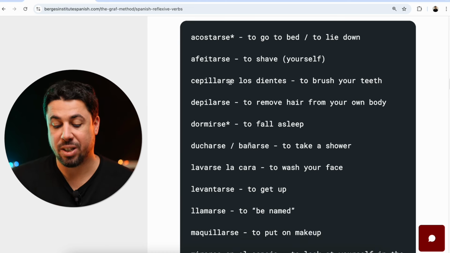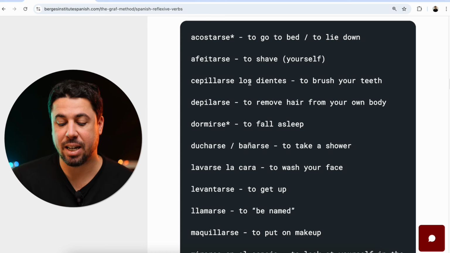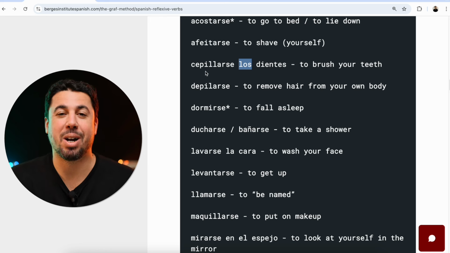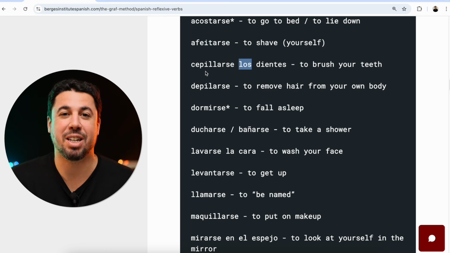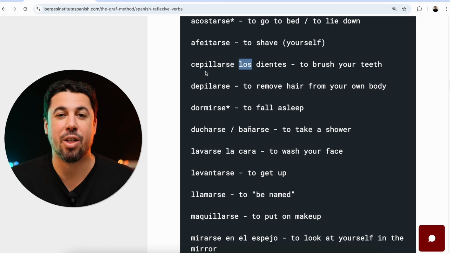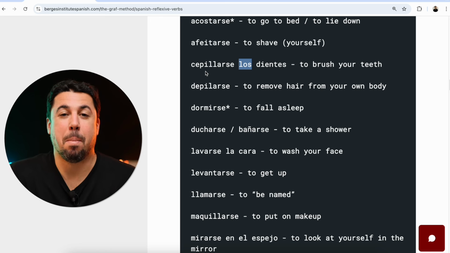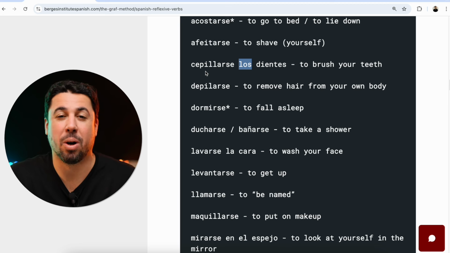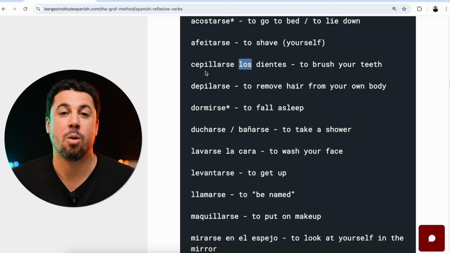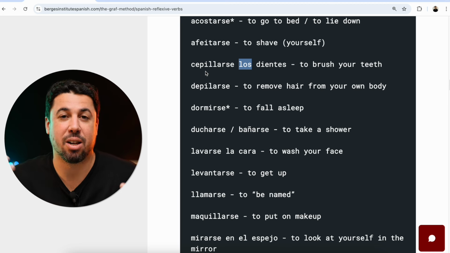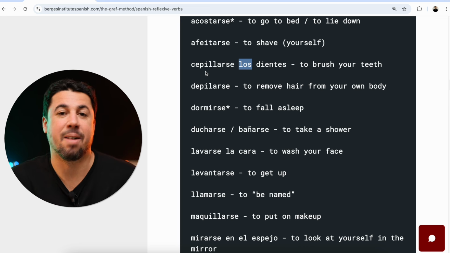So to brush your teeth is cepillarse los dientes. It's important to know that we phrase it in Spanish, I brush myself the teeth. We don't say my teeth, we say the teeth. This is just idiomatic. If we say cepillarse mis dientes, is that wrong? No, but nobody says it that way. We just say los dientes, the teeth. We are already using a reflexive verb. It's implied that we are doing it to ourselves, and we just say los dientes.